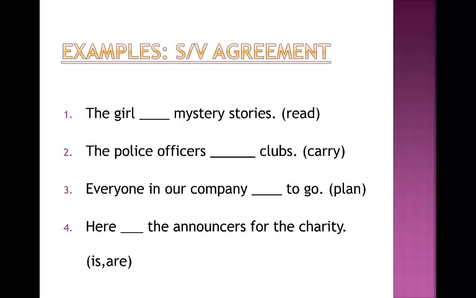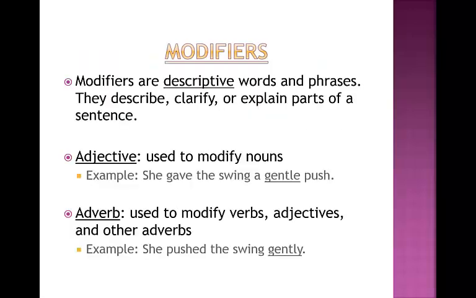Everyone in our company planned to go. No, everyone in our company plans to go. The subject there is everyone. That's more than one person. That's plural. And finally, here is the announcers for the charity, or here are the announcers for the charity. The correct answer here is are, because we're talking about multiple announcers. So that's plural, so the plural form of the verb is are.